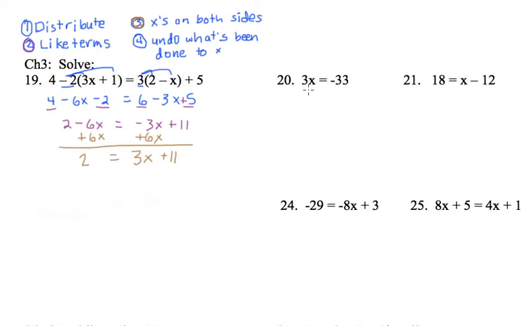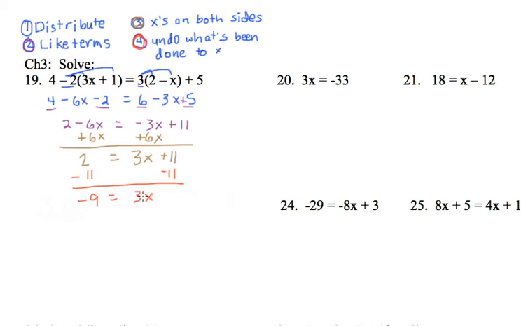So now my last step is to undo what's been done to x. So I'm going to go to the side with the x on it and undo what's been done to that x. So to undo adding 11, I'll subtract 11 from both sides. So I get negative 9 equals 3x.